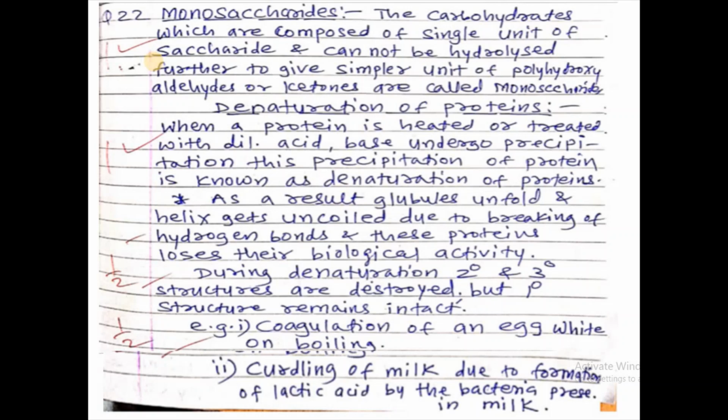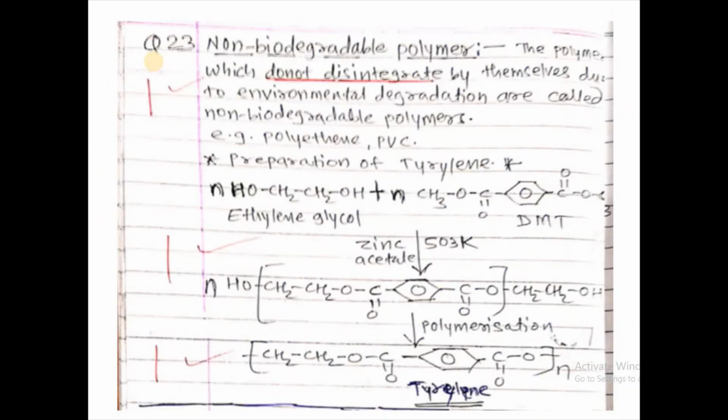Only one example we have to write: coagulation of egg white on boiling, that means heating. Curdling of milk due to formation of lactic acid by the bacteria present in milk. These are the examples of denaturation of proteins. Question number 23 is define non-biodegradable polymers. Write the preparation of terylene.